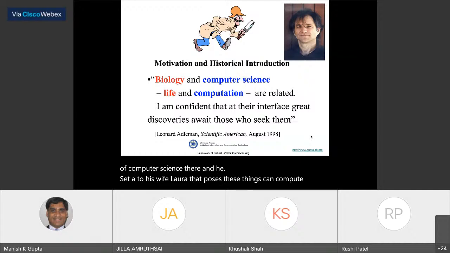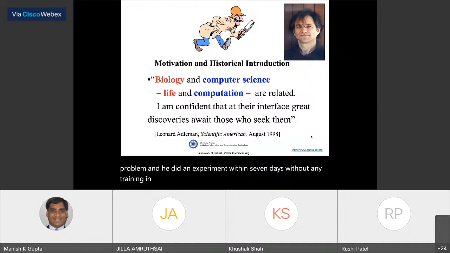Then he planned an experiment of solving a Hamiltonian path problem. You know that in computer science it's a very famous problem. And he did the experiment within 7 days, without any training in biology. He learned everything, did the experiment, and that was a famous paper in Science in 1994. So that was the birth of DNA computing, because somebody had shown that you can solve a problem using a bunch of DNA strings in the lab. It's a very seminal paper.